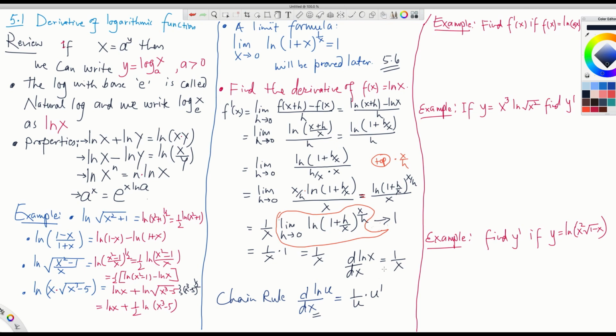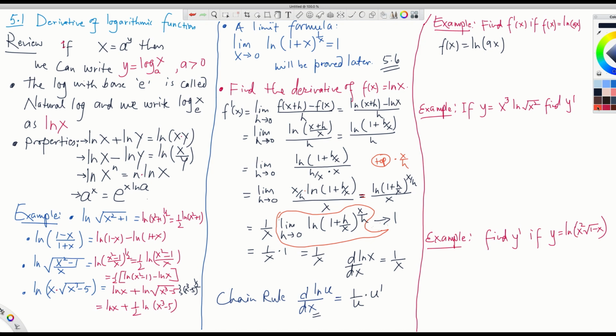Alright, let us do some more examples here. What I want to do here is, first, I want to do this example. Find f prime of x if f of x equals natural log of 9x. What is f of x? It is given as natural log of 9x. If it was just natural log of x, the answer would be 1 over x.